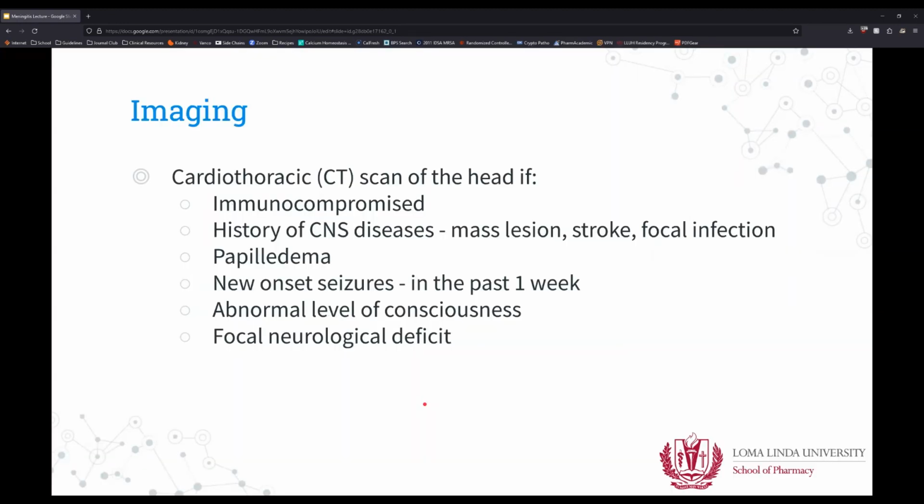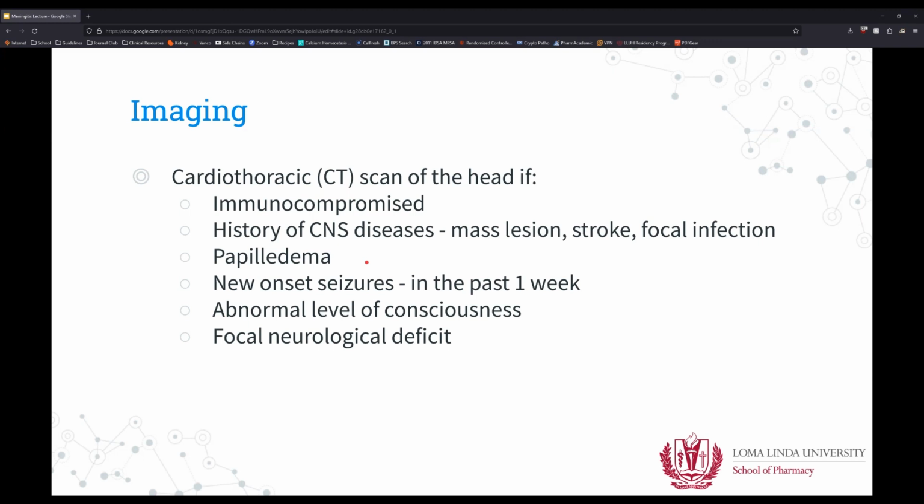So more on that imaging as we mentioned previously. The imaging was plus or minus, but if they were to proceed with it, a CT scan of the head is used. And this is considered when patients are immunocompromised or they have a history of CNS diseases in the past. And this can include anywhere from a mass lesion noted, strokes, or a focal infection. Papilledema is also one of those risk factors that will encourage us to get a CT scan of the head.